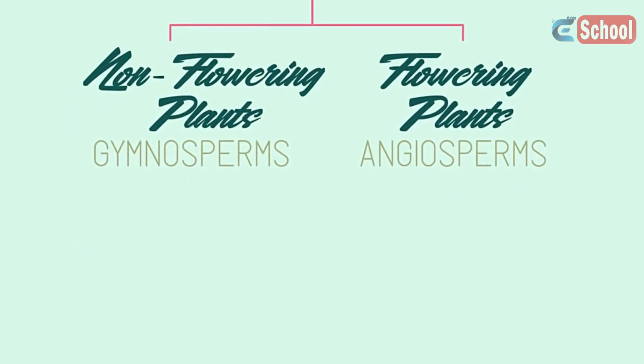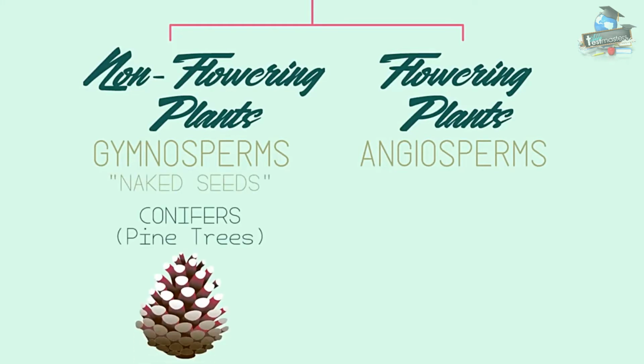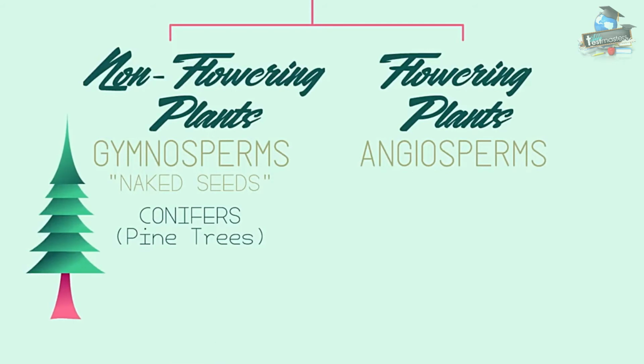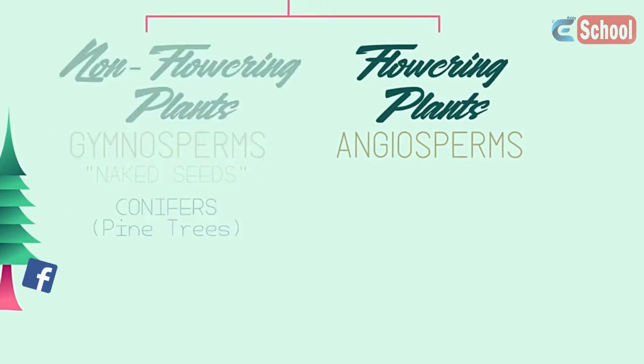As in their name, non-flowering plants do not produce flowers. They also reproduce by means of exposed seed or ovule. Gymnosperm means naked seed. Like with conifers, the cone on a pine tree is a naked seed, and they do not produce flowers. Gymnosperms are usually tall, evergreen trees, often with needle-shaped leaves. They are usually found in dry places.